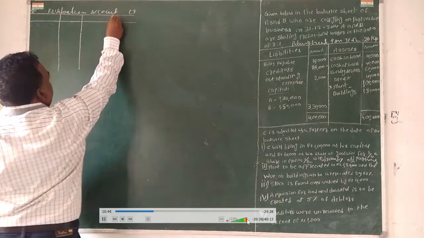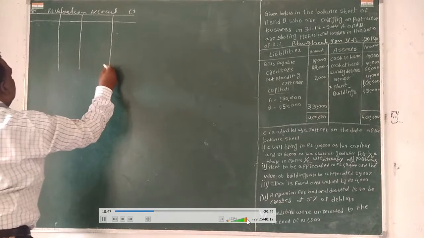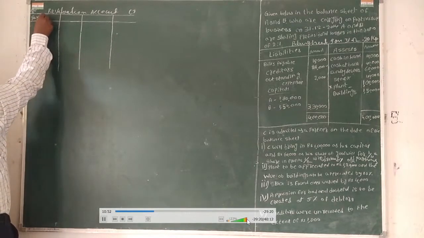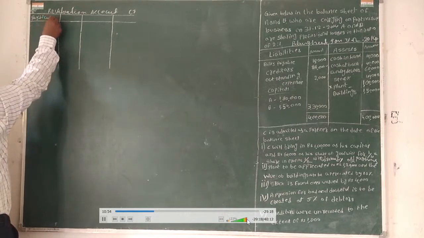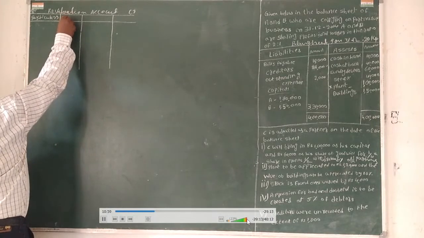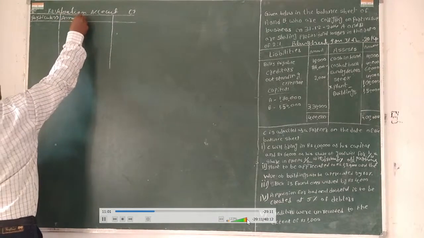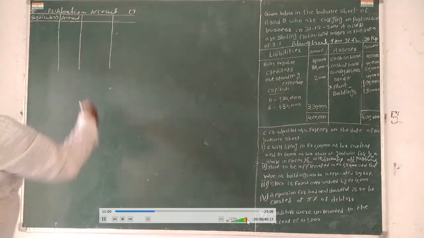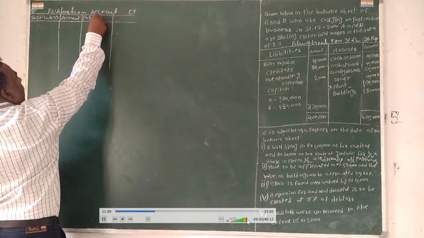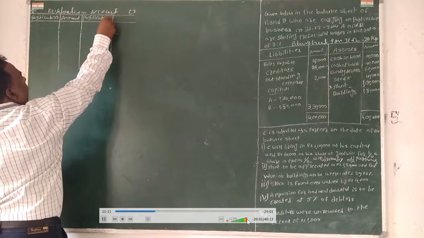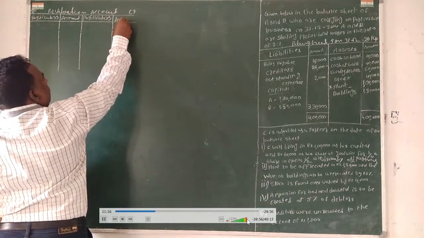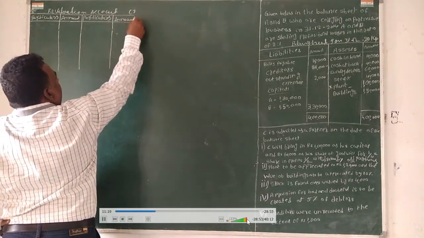Plant is to be appreciated to 1,20,000. Book value of plant is 1 lakh, and the appreciated value is 1,20,000, so 20,000 has been gained. So it is a net profit. Revaluation account is a nominal account. All expenses and losses must be recorded on the debit side. All incomes and profits are recorded on the credit side. Here the profit is exactly 20,000, profit on revaluation of plant, so it must be recorded on the credit side of the revaluation account.